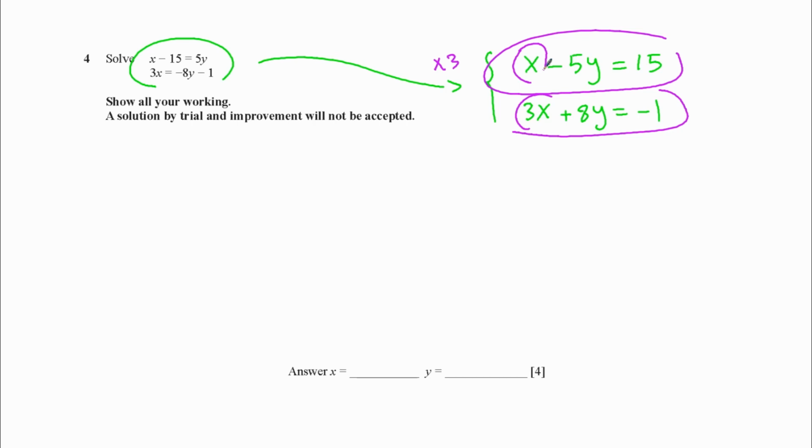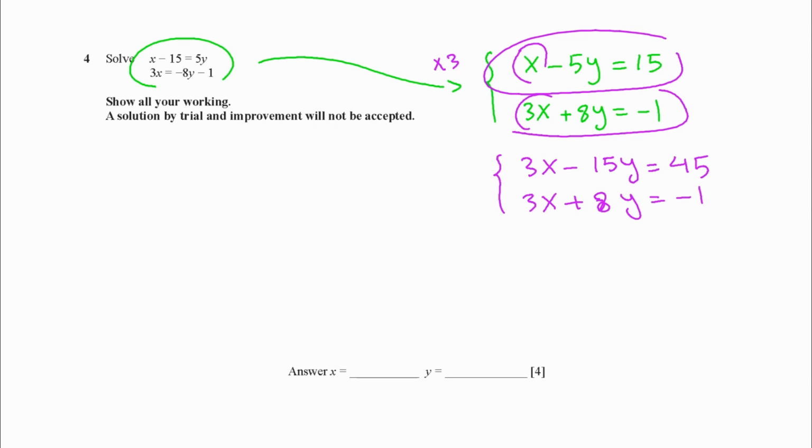So if I time the top equation by 3, and I need to time it to each term, that would be 3x minus 15y equals 45. At the bottom equation, we will still have 3x plus 8y equals minus 1.